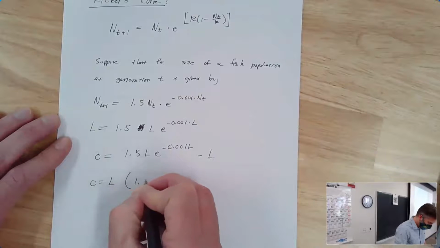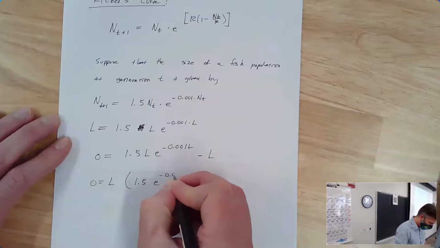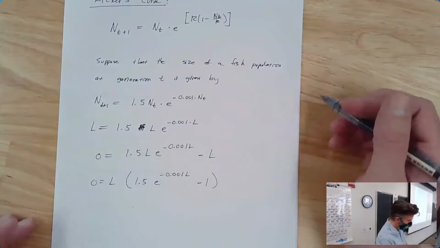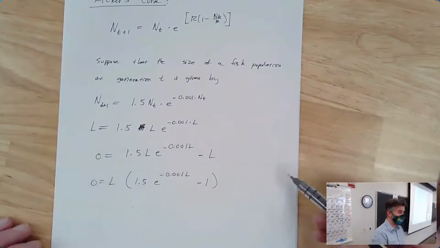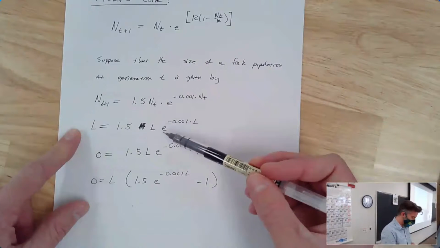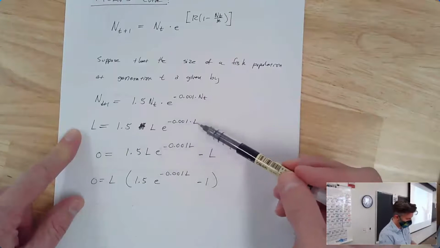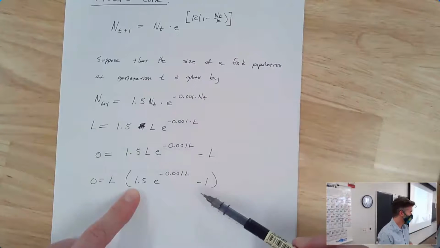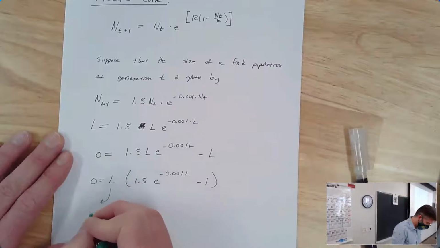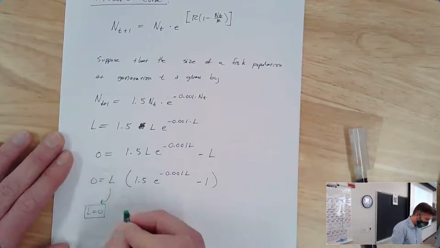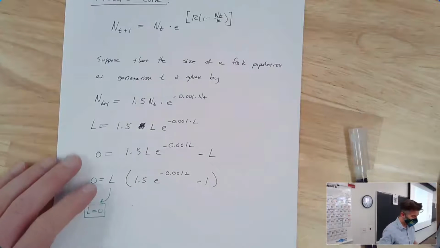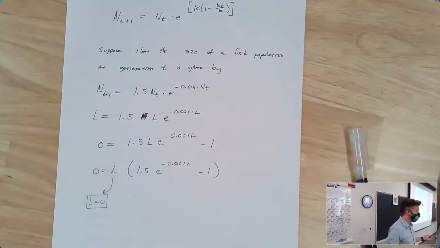I'm left with 1.5 e to the negative 0.001 L minus 1. But I think you can see we're going to get the same results as if you divided by L. If you divide by L, you get L equal to 0, and then you also get 1 equal to 1.5 e to the negative 0.001L, which is the same thing we're getting right here. So either way is okay as long as you're careful. Here, of course, we're going to get L equal to 0. You don't always get L equal to 0 as equilibrium, but you frequently do. So it's more likely than not going to be the case whenever you're doing a problem like this.